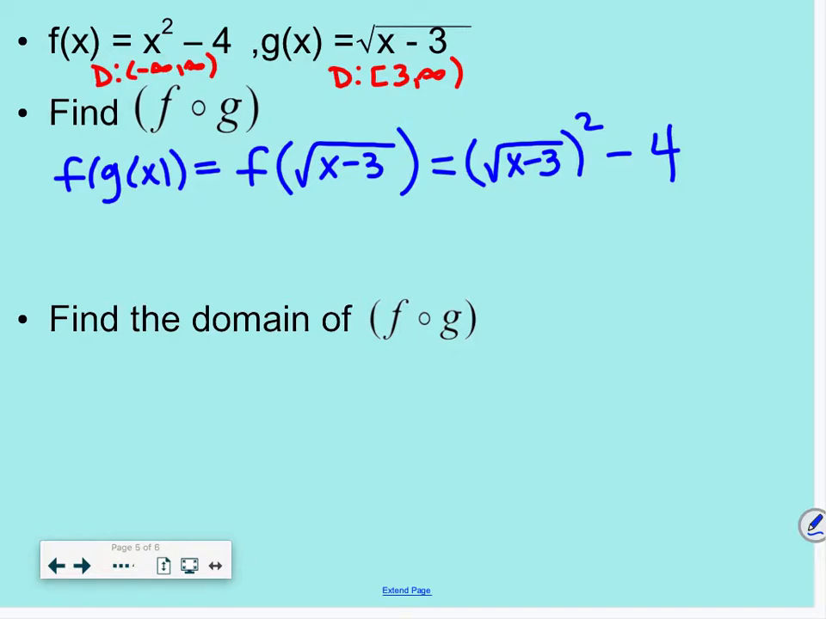Yes? Since it's squared, do we even need the square root? My next step would be to see that I have a square root squared. So when we reduce it down, you're right, that square root and square will cancel. And our composition ends up being x minus 7.